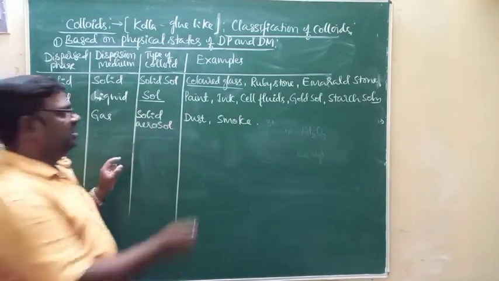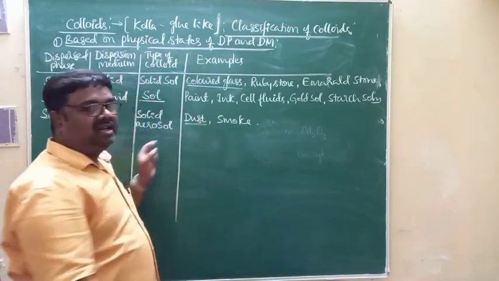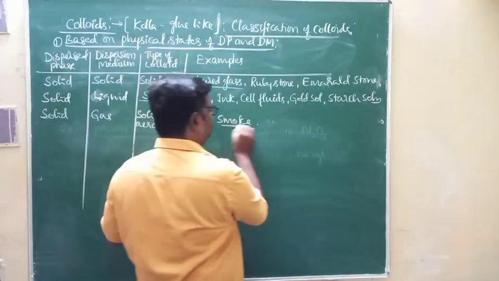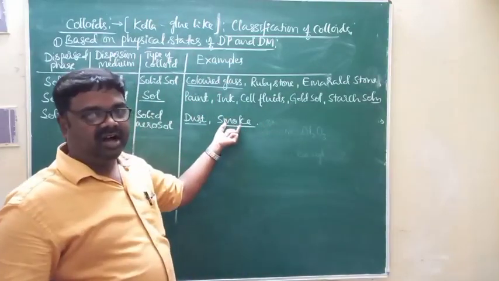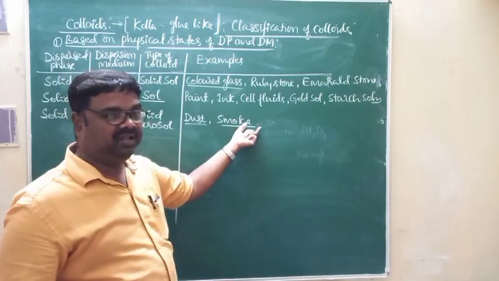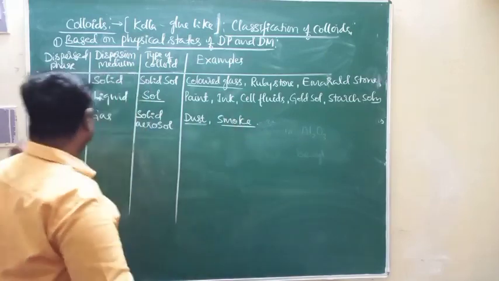In the case of dust, colloidal solid mud particles are dispersed in gaseous air. And in the case of smoke, solid carbon particles are dispersed in air. That is what we call smoke here. These are the examples of solid aerosol.